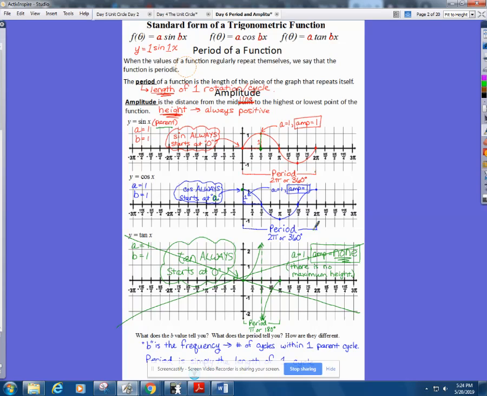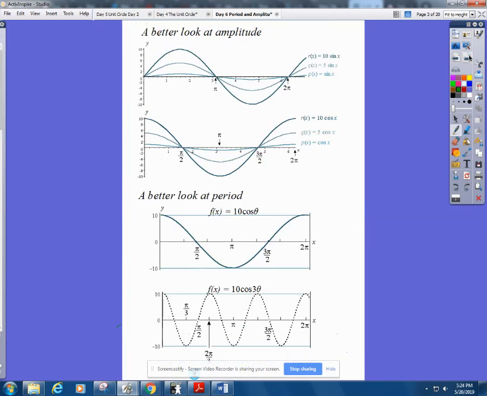And b is the frequency, the number of cycles within one parent cycle. Period is simply the length of one cycle. So if there's anything on here that you want to write down, I wrote it a little bit differently, you can. All right, a better look at amplitude.